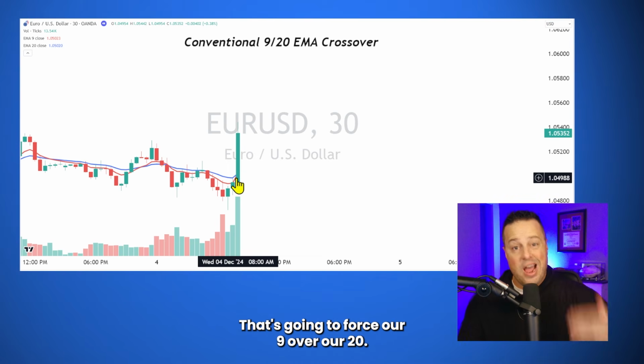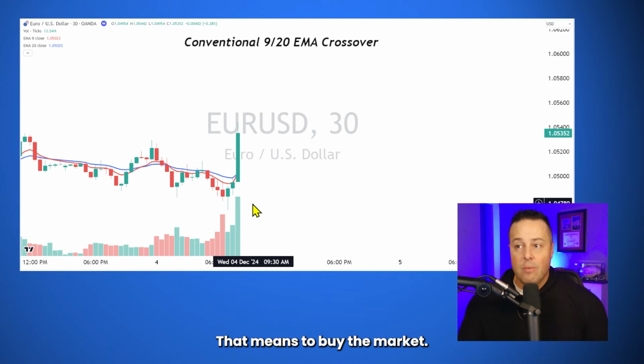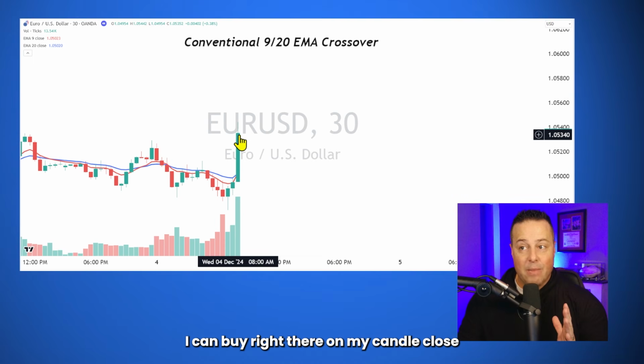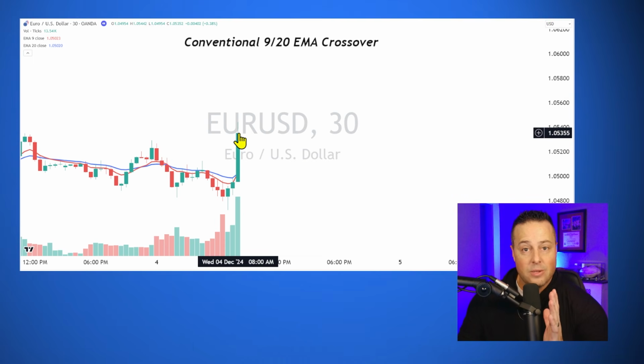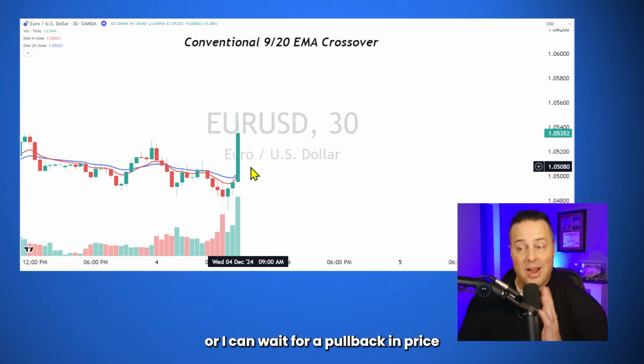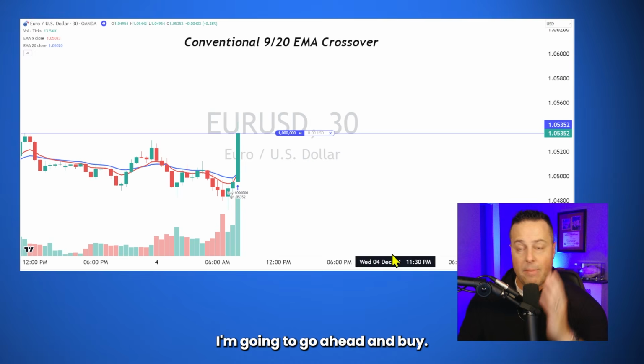That's going to force our 9 over our 20. That means to buy the market. We have a couple options on our buy. I can buy right there on my candle close, or I can wait for a pullback in price to the moving average area. For me, I'm going to go ahead and send them long. I'm going to go ahead and buy.